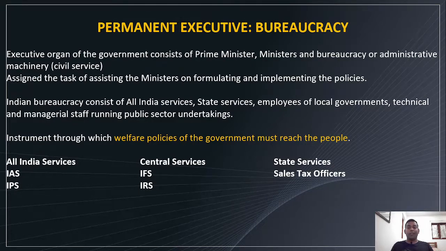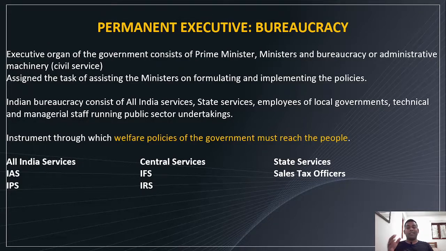Our next one is the last, permanent executive, bureaucracy. Actually, so far we have discussed the political executive, right? President, Prime Minister and Council of Ministers, the discretionary power of President. Then we have seen Vice President, right? Then now it's bureaucracy, permanent executive. Executive organ of the government consists of Prime Minister, ministers and bureaucracy or administrative machinery. Civil service, administrative machinery. The term refers to civil service. Assigned the task of assisting the ministers in formulating and implementing policies. Of course, we know that this executive, especially permanent executive, is responsible for formulating and implementing the policies of the government.